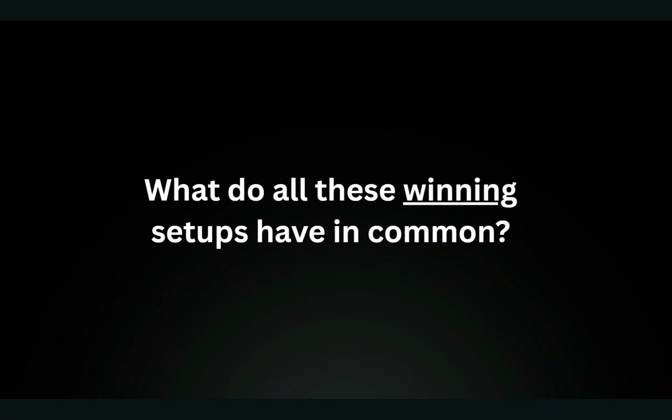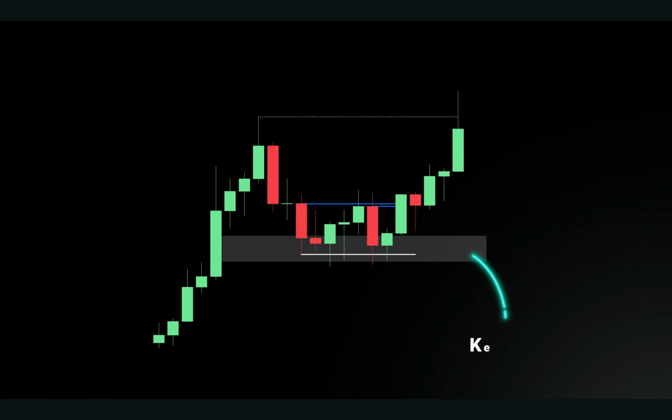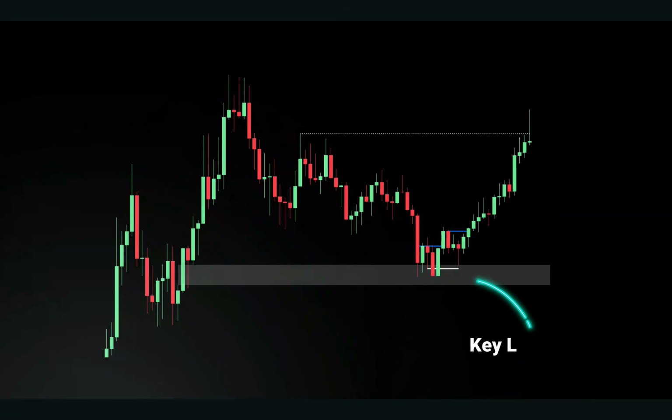What do all these winning setups have in common? We have a key level, price is coming into that key level, it is creating an opposing level or a CISD. Once it breaks that level, that is our key to enter, and price moves in the opposite direction and takes out our liquidity.